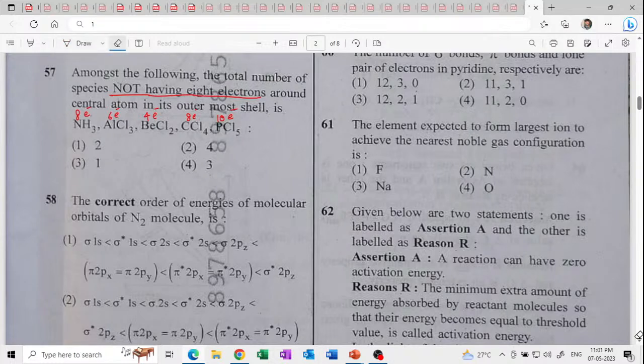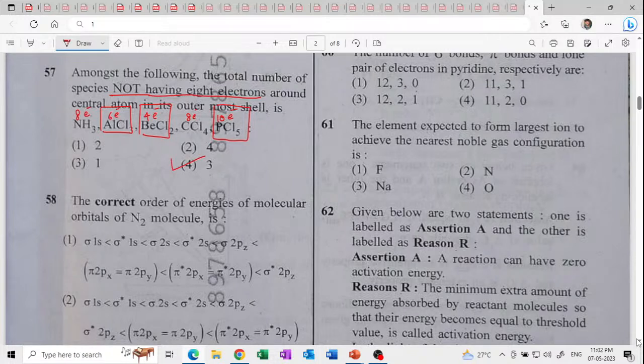Then what is your answer? The question asks for species not having 8 electrons. AlCl3, BCl2 and PCl5 are not having 8 electrons, so the option is the fourth, that is 3 species.